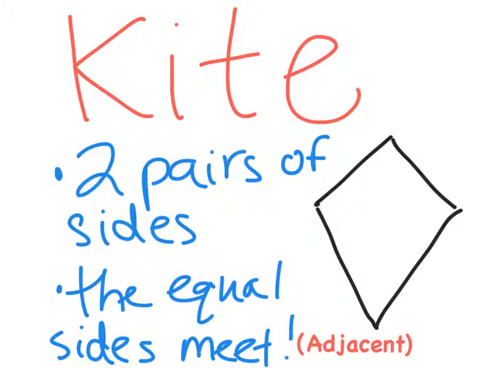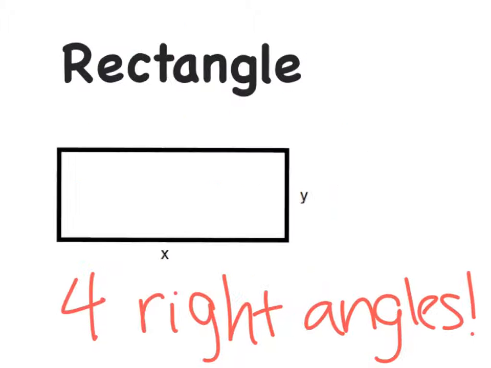A kite has 2 pairs of sides that are adjacent, which means that the equal sides meet. You can see how the 2 equal sides are touching on both ends. Another relative of the rhombus is a rectangle. To make a rectangle, you must have 4 right angles. To make a right angle, it must be 90 degrees. The rectangle is the most famous example of the quadrilateral.